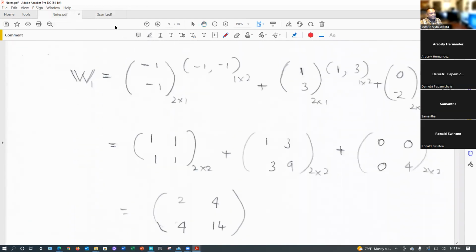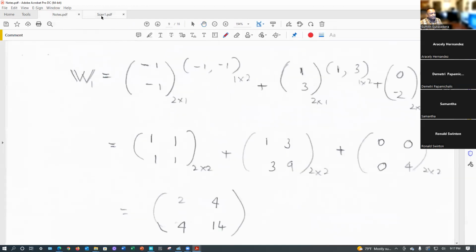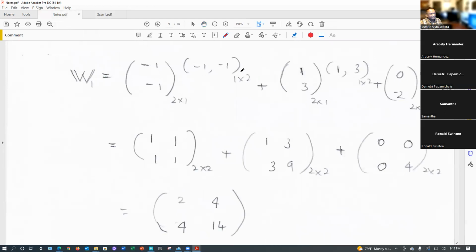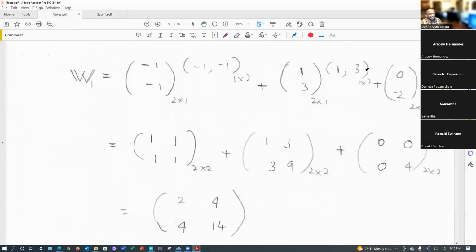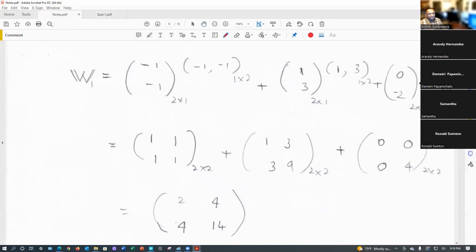After this, 1 minus 2 is minus 1, and 3 minus 4 is negative 1. Its transpose is a 2 by 1 times a 1 by 2, plus the other one. This one is 3 minus 2, which is 1, and 7 minus 4, which is 3. Its transpose is 1, 3. This is a column vector and a row vector. And the last entry, 0 and minus 2.